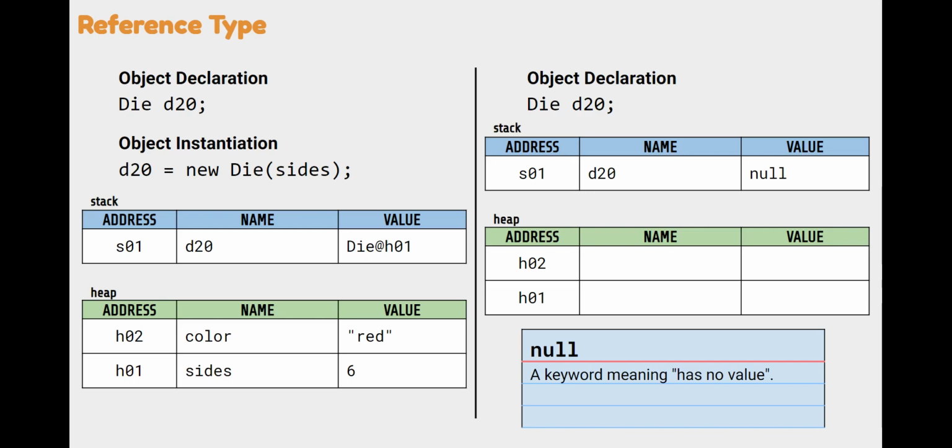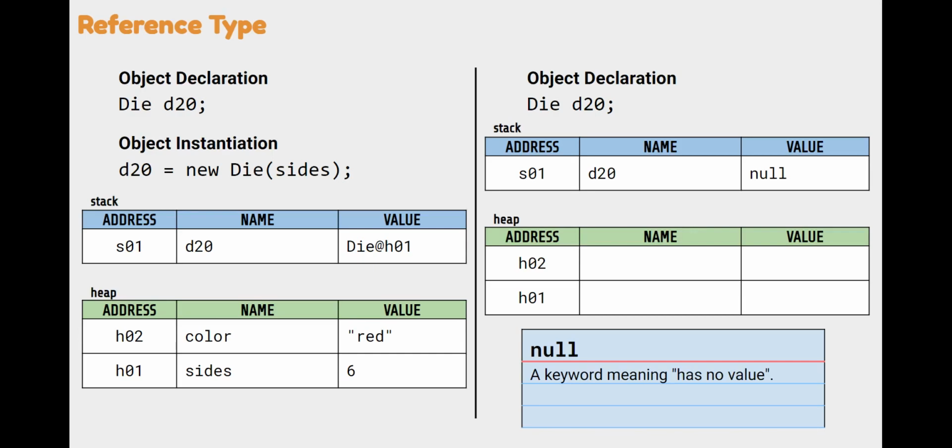So what happens when we just do the object declaration? On the right, we just have die d20 and then a semicolon. We are not calling a constructor. Something does need to get stored in memory. We did create a spot in stack memory called D20, and we do need to put a value in there. If we do not call a constructor, if we do not use that keyword new to request space in heap memory and call a constructor to build the member variables, Java will put in the keyword null. Now, the keyword null means has no value.